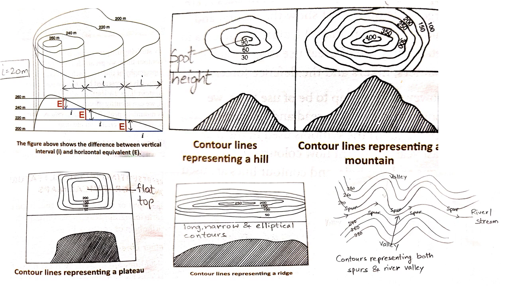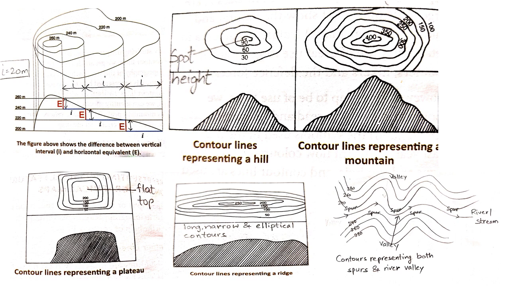Next is contour lines representing a hill. There is a spot height which is measuring 90 meter. And the next one is 60 and the next one is 30 meter. Next are the contour lines representing a mountain. Here also the spot height is 400 meter.